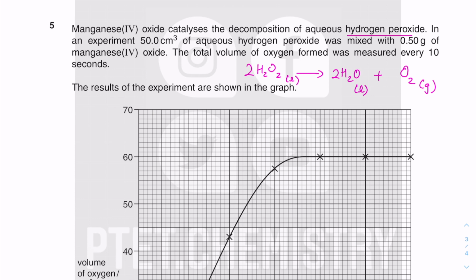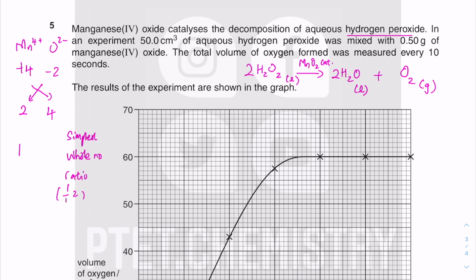It's very slow on its own. What you do is you use MnO2 as a catalyst. This is called manganese 4 oxide. So it's Mn4+ and O2-. I hope you haven't forgotten anything about balancing equations. We bring down the charges and we think about the value. The value is 2 there. The value is 4. But we want the simplest whole number ratio. So you could divide by 2 and you will get 1:2. So this means 1 Mn4+, and then you have O2- and O2-. That's why the formula is MnO2.